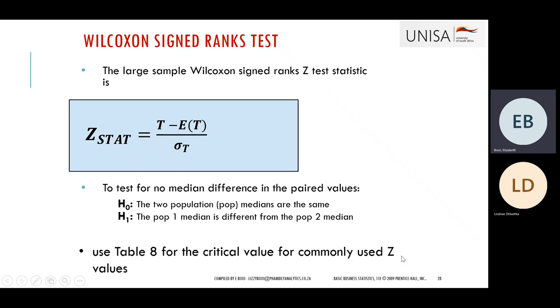So with the sign rank, there are two ways you can make a decision. Based on the sum of the rank positive values, you use table 7 to find the critical value so that you are able to make a decision. For the sign rank, when your sample size is greater than 20, which is big, we approximate it to a normal distribution, then we use the z test. So your critical values will be from the z table, and that will use table 8 if possible.